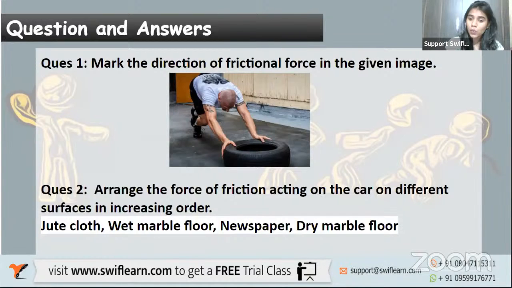Now, second question, I have given a few materials. One is a jute cloth, a wet marble floor, newspaper, and a dry marble floor. You need to arrange these surfaces as per the increasing order of the force of friction acting on them, if a car is moving on it.